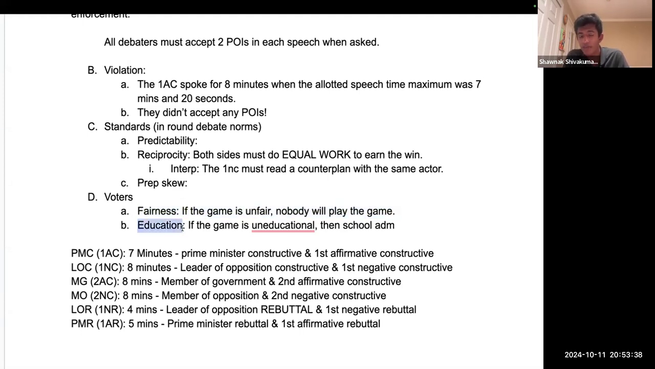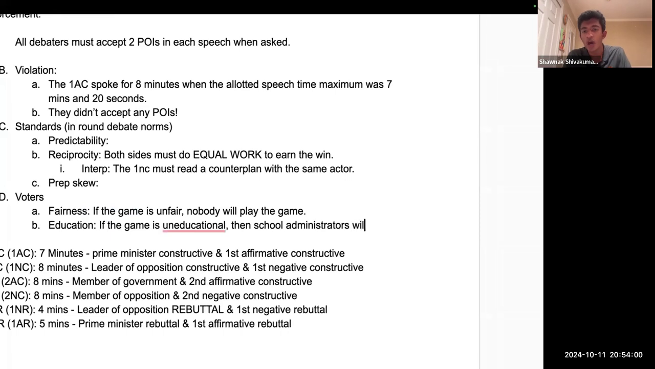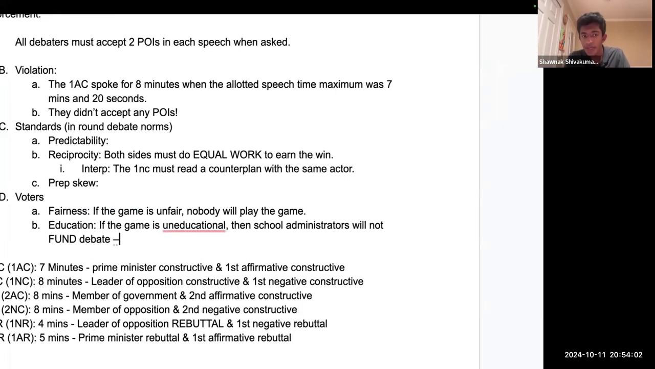He does care though if we're learning about topics, if we're learning about actually good education, if we're becoming good people, not horrible people. If we're learning about the world, if we're actually engaging with the world, right? That's what he cares about. He cares about education. But we as debaters also care about fairness. So these are the two things. The rationale here is that school administrators will not fund debate, which means debate collapses. No one debates.